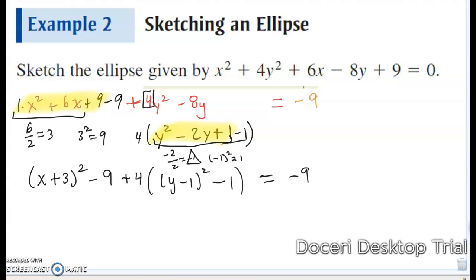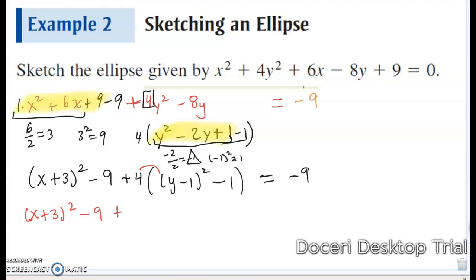So now all I have to do is distribute what the y's are and move all the constants over to the right hand side. So I'm going to go ahead and say x plus 3 squared minus 9.